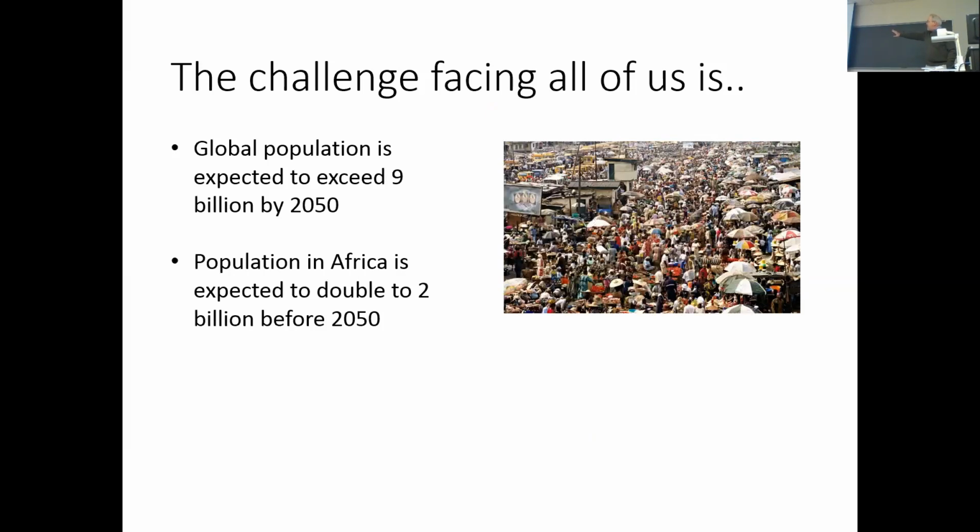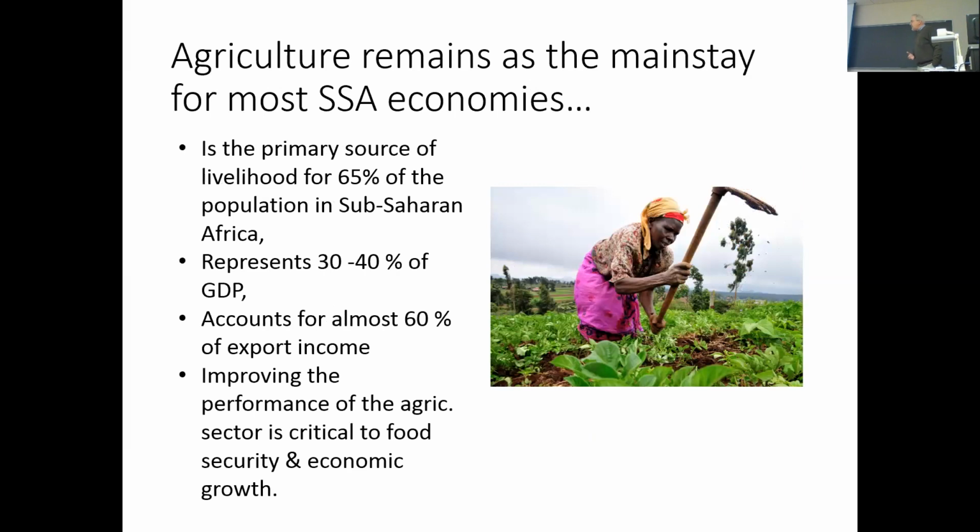If we were going to take this food security challenge, we go to Africa. Africa's population is going to be 2 billion by 2050. It's right around 1 billion as I speak, either a little less than that or going to exceed that fairly shortly. One of the things is that when you consider sub-Saharan Africa, agriculture certainly is the primary form of livelihood. It represents 30-40% of the GDP of most of sub-Saharan Africa. It accounts for 60% of the export income. And thus, improving the performance of agriculture is fundamental to development in African economies.